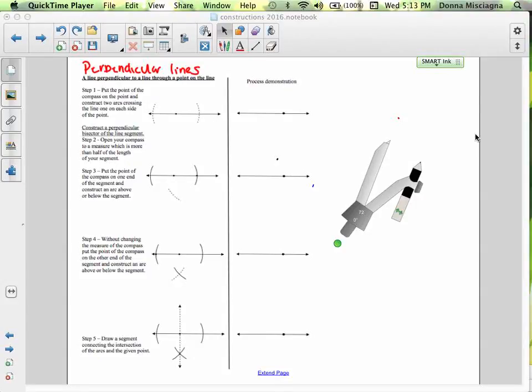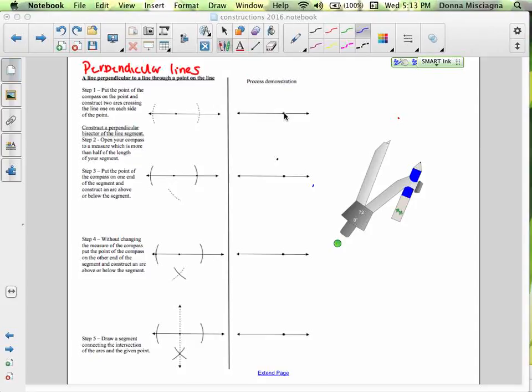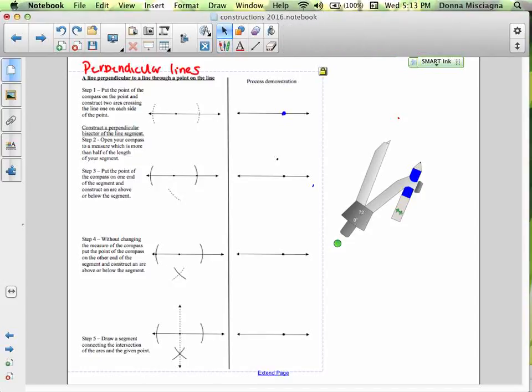Right, so this construction is called perpendicular lines. This is almost the same as perpendicular bisector. The only difference is this is a line perpendicular to a line through a point on the line. And look where that point is located. This point right here. Right, so that's where we want our line to go through.